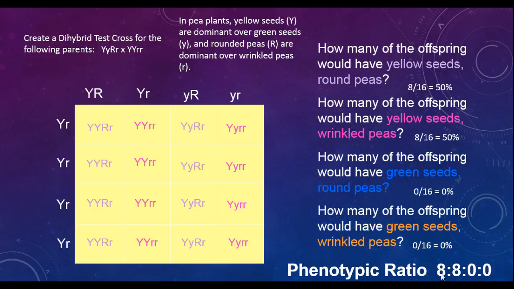In this case, it's 8 to 8 to 0 to 0. It just means that there are 8 that will have yellow seeds and round peas, 8 that will have yellow seeds and wrinkled peas, and 0 that will have green seeds and round peas, 0 that will have green seeds and wrinkled peas.